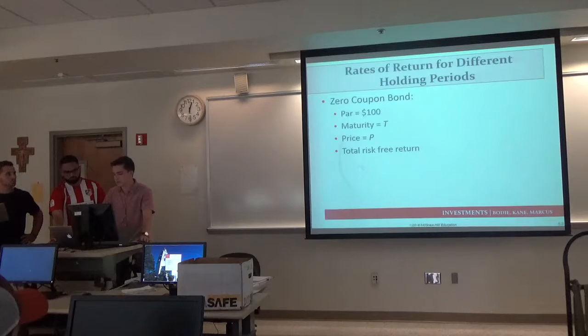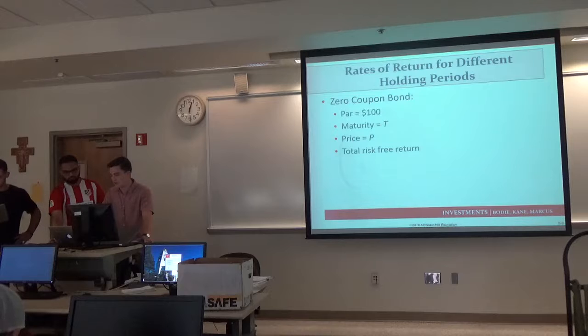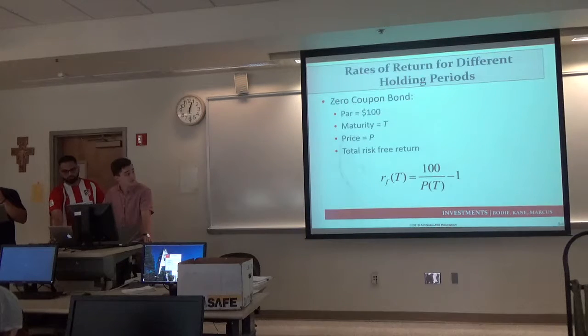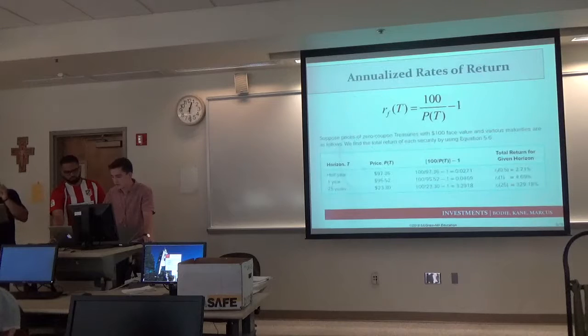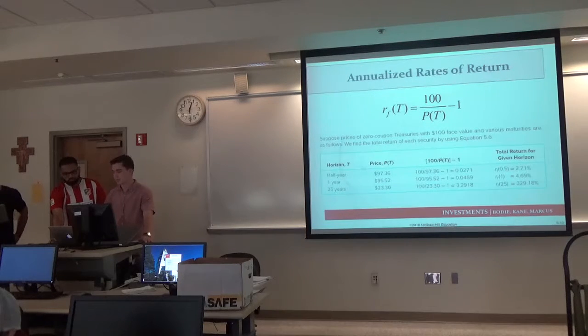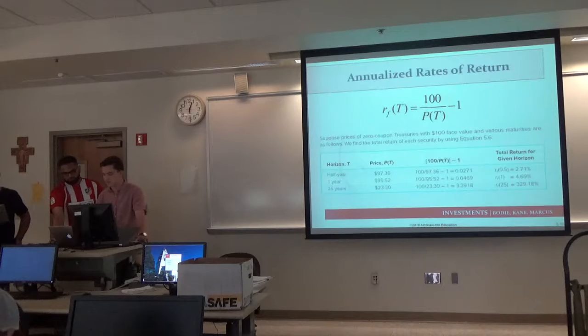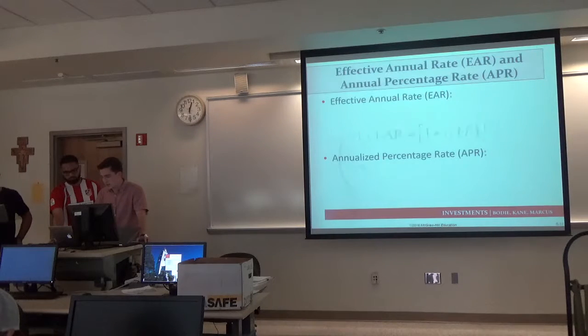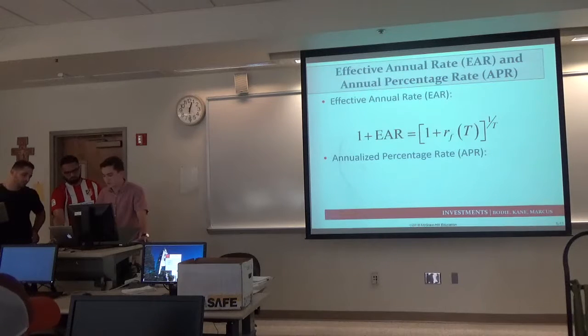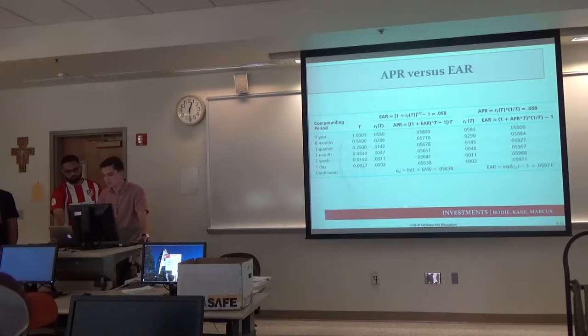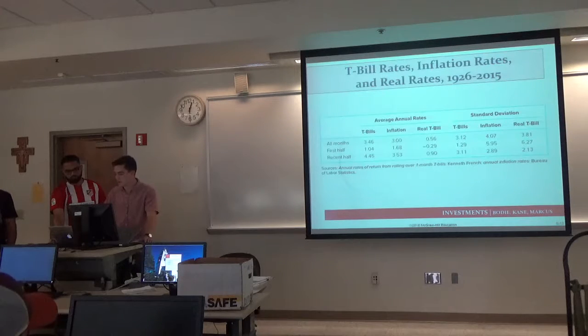This equation shows how to get the total risk-free return by taking the par value over the price to the power of one over maturity, then subtracting 1. And here we have examples of how to get the total return when it varies over time, given for each horizon. The EAR, the effective annual rate, is the percentage increase in funds invested over a 1-year horizon. And the APR, the annualized percentage rate, is annualizing using simple interest. These are the two equations for that. And then here we have a chart showing the differences between APR and EAR, given different scenarios.